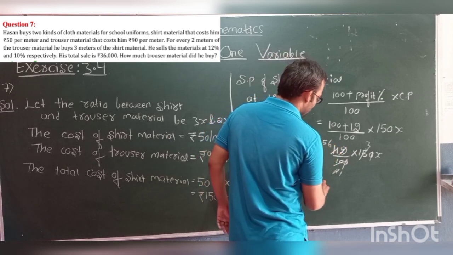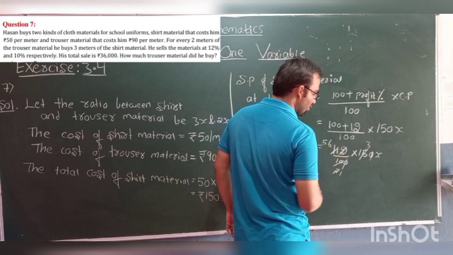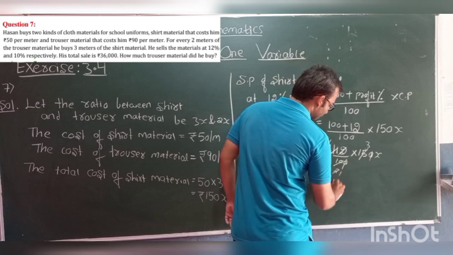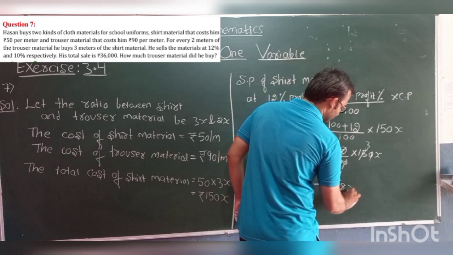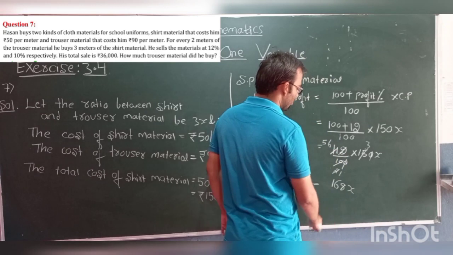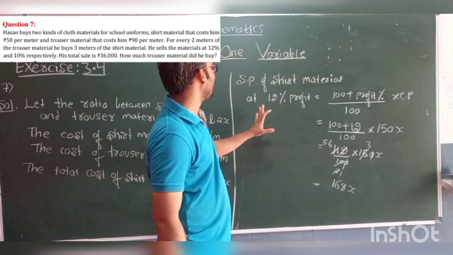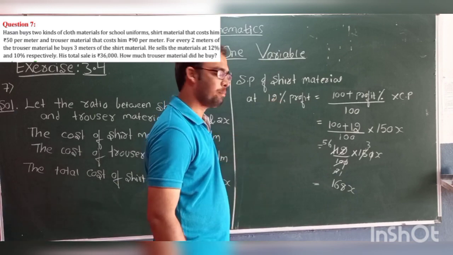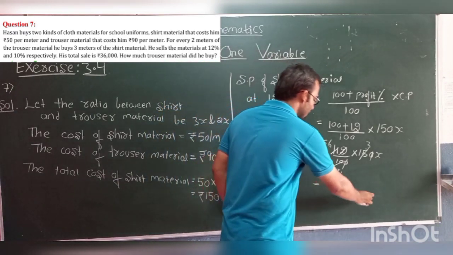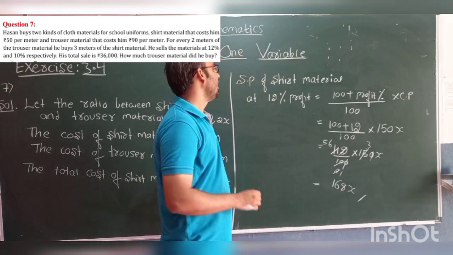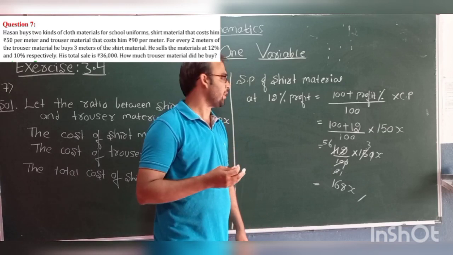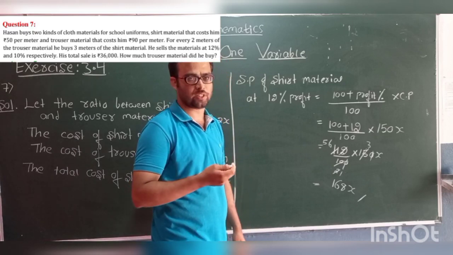Okay, 56 into 3 is what, students? 168. Okay, so 168x. So this will be what? This will be the selling price of shirt material at a profit of 12%. Okay, so 168x. Now we need to find the selling price of trouser material at a profit of 10%.